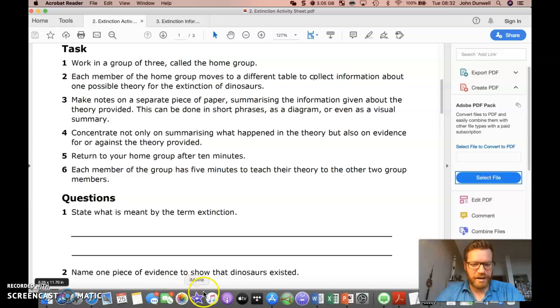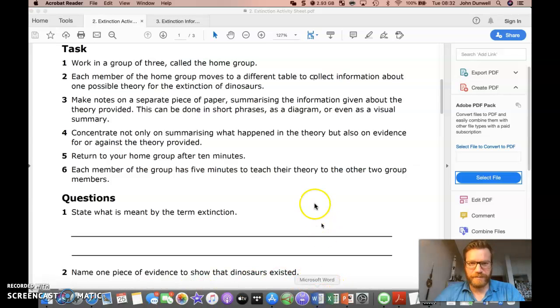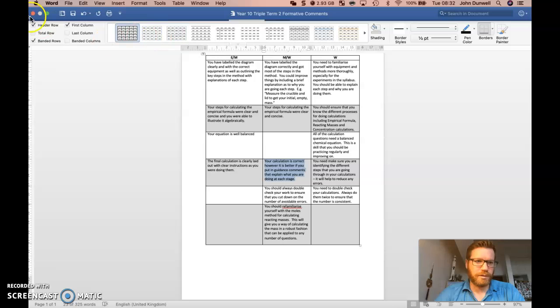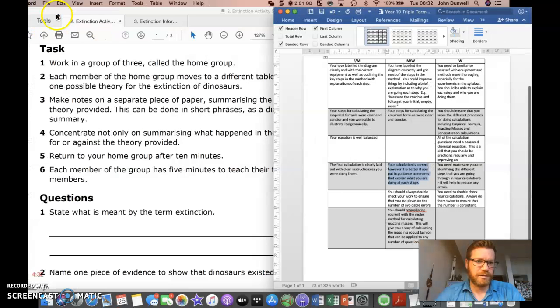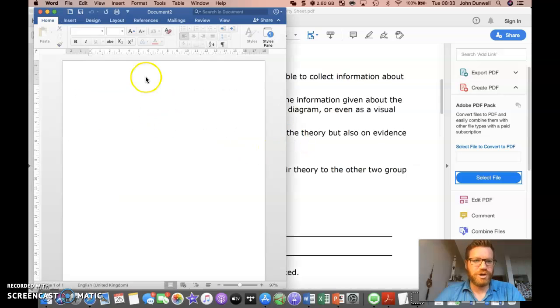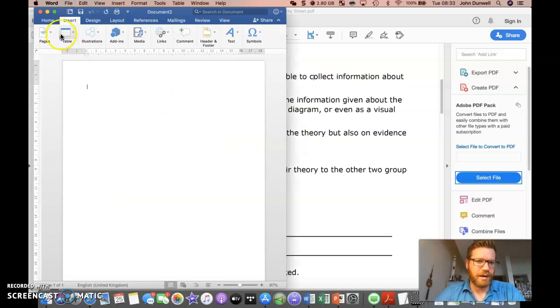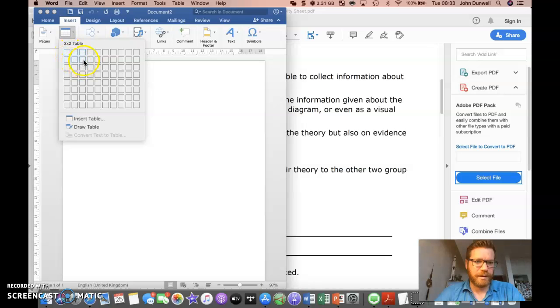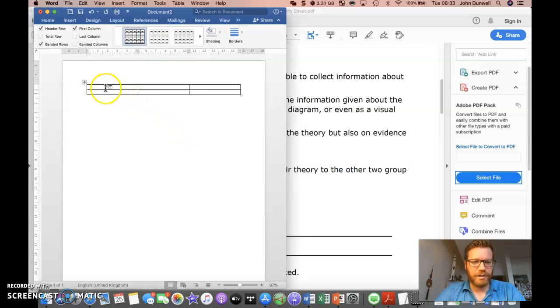So what you should have is, if we just bring up a Word document, okay. So file, a new document, okay. So you should have, if we insert a table, that looks maybe a little bit like this. And you can look at the different theories, asteroid, and then write some information about them. Volcano, and then write some information about it, okay?